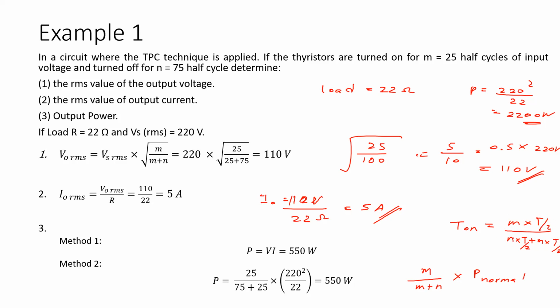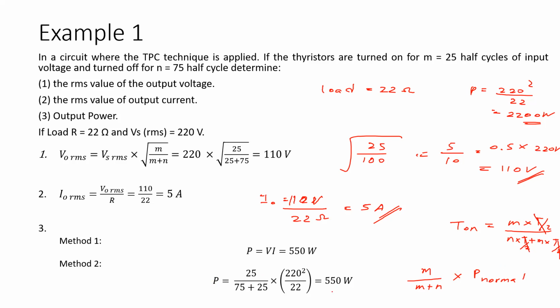N is the number of half cycles we are keeping our circuit off. So the time we can calculate is T over 2, and this T over 2 will cancel out. So again it will come to the same equation, M over M plus N. That's how you calculate this power output.